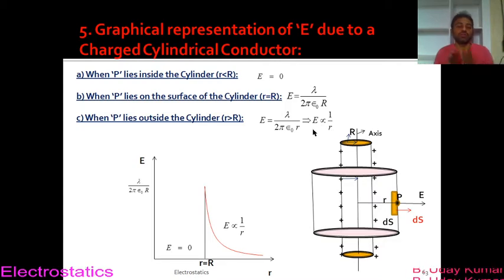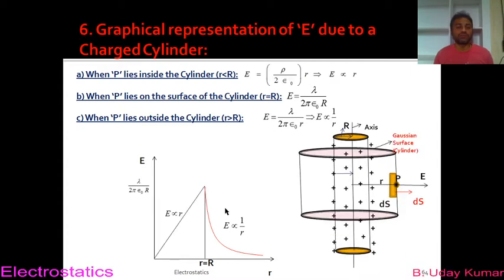So combine all these situations in a single graph, you get this one. So E is 0 at a point P inside the cylinder. This region belongs to the case of inside the cylinder. Okay, so that means from R equal to 0 to R equal to capital R is the place in which the point P lies inside the cylinder. Okay, and on the surface of the cylinder, its value is lambda by 2 pi epsilon 0 capital R, as you already know, and outside the cylinder E is inversely proportional to R, so that is mentioned here.